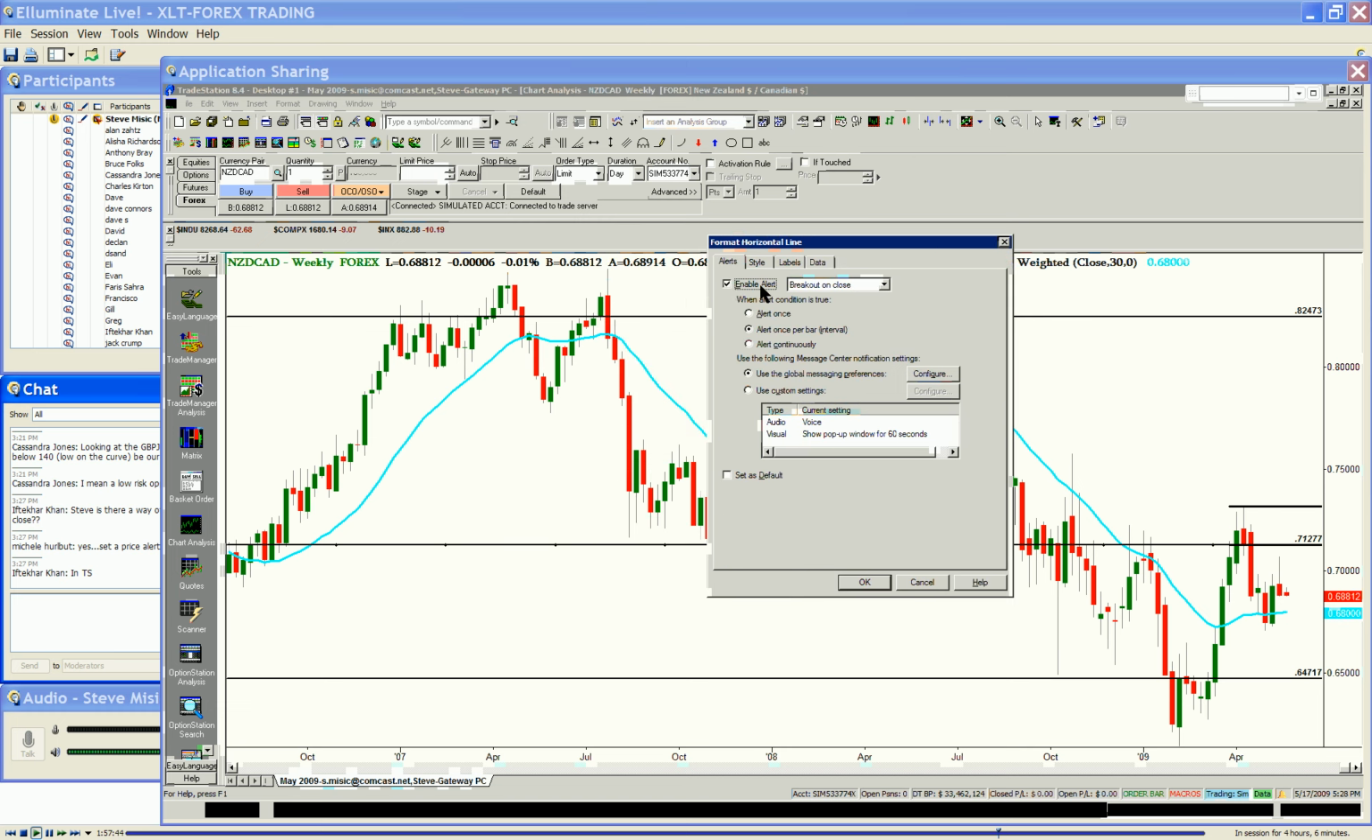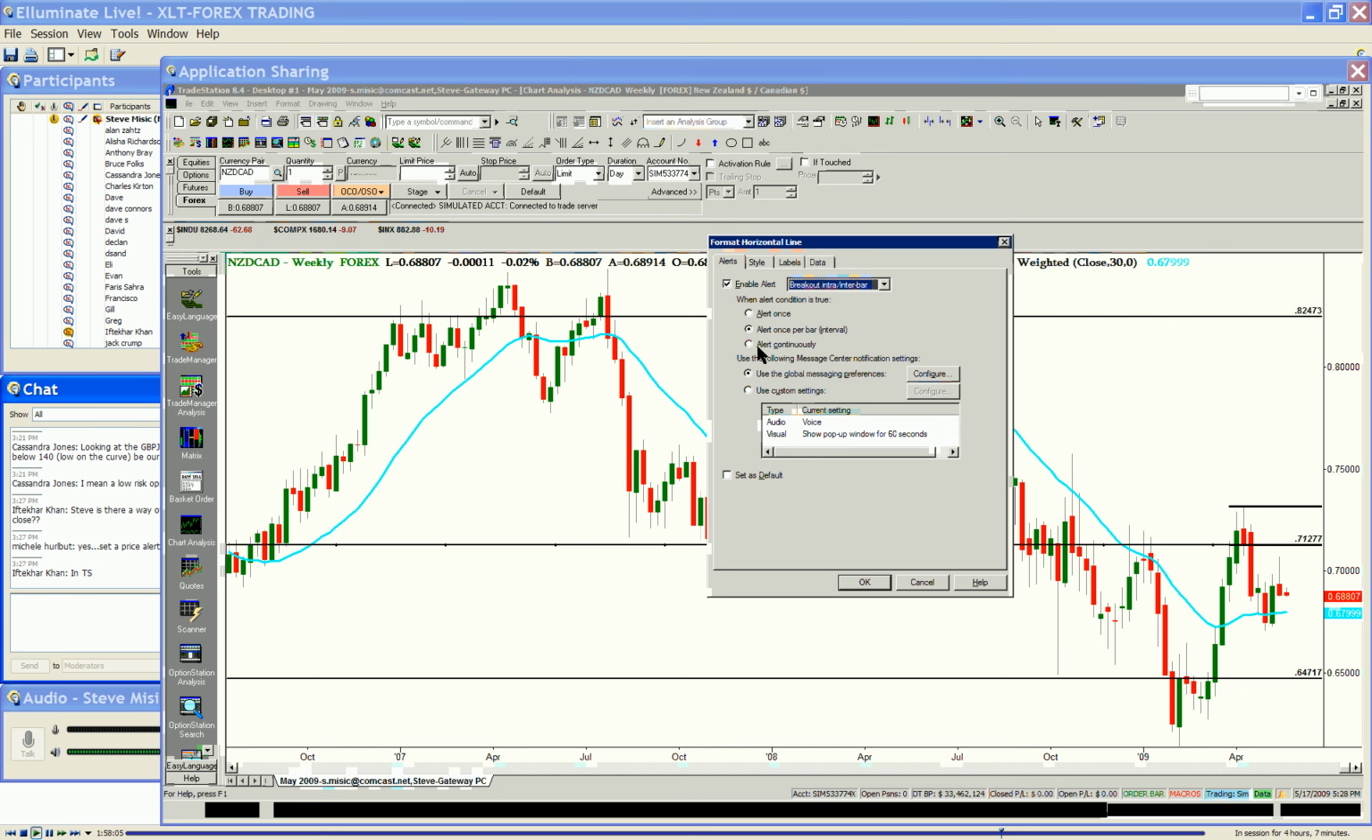You check the box that says Enable Alert, but make sure it doesn't say Breakout on Close. Make sure it says Breakout Intra-bar or Interbar. So notice my drop-down menu here. I can change that to Breakout Intra-bar or Interbar, and set it to alert once per bar interval. So this is a weekly chart, so you're only going to get one alert.